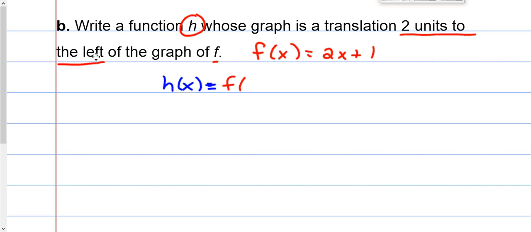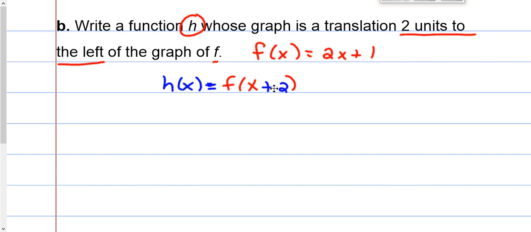Well, if you go back a couple of slides to that first page we looked at, your left and right movements are inside with the x. So we have f of x, it's left, so that's opposite what we think. We're going to say plus, and we're moving 2 units, so 2. This is where it might get a little complicated if you're not paying attention and following along, but f of x plus 2, let me put this plus 2 in a different color here so you can keep track of what all we're doing.